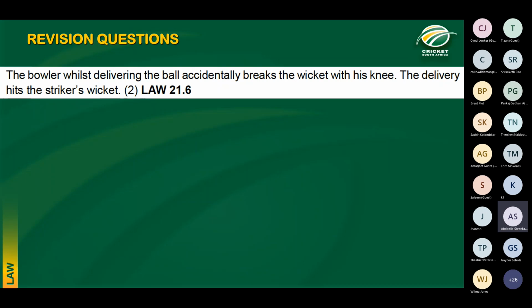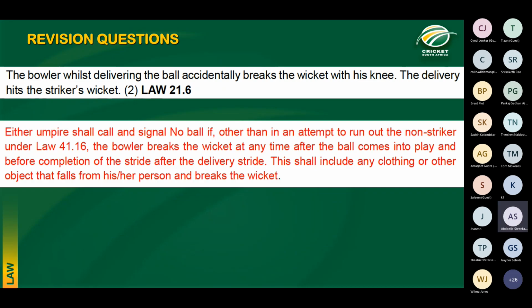The bowler, while delivering the ball, accidentally breaks the wicket with his knee. Then the ball, after the bowler delivered the ball, goes and hits the striker's wicket. So the law tells us that either umpire is to call and signal no ball if the bowler breaks the wicket at any time after the ball comes into play and before the completion of the stride after the delivery stride. And this shall include any clothing or any other object that falls from his or her person.